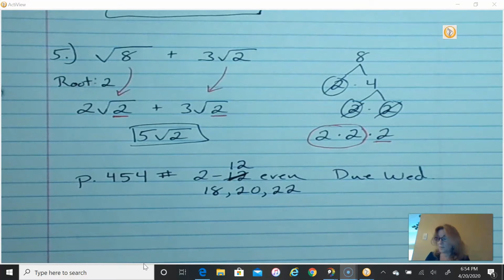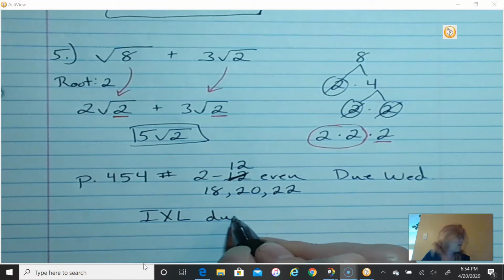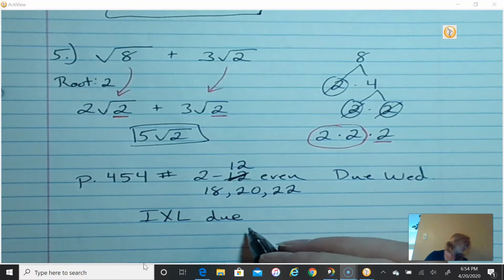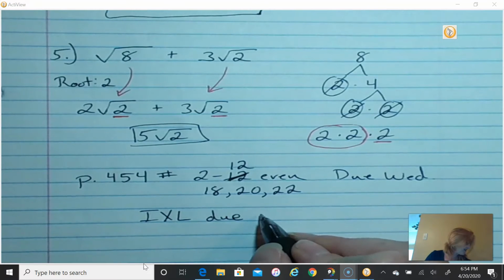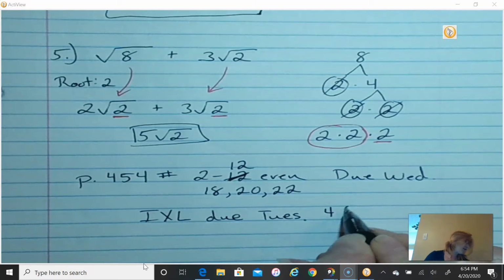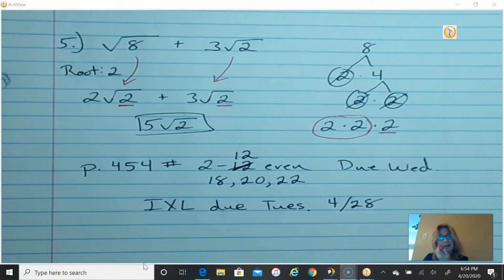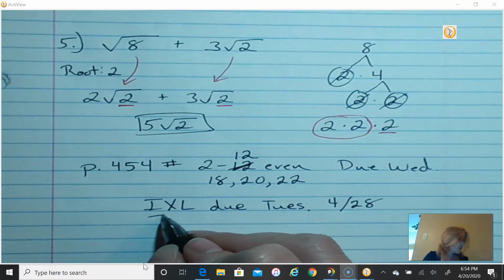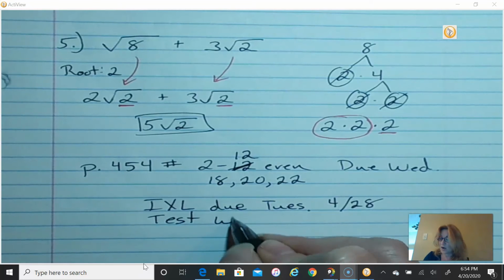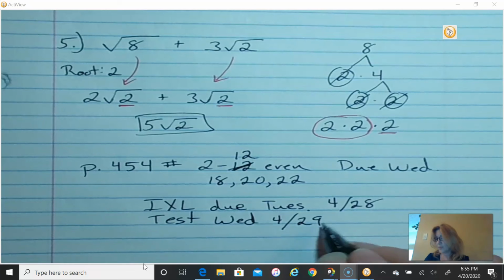And I will be doing some IXL for y'all. It's going to be due Tuesday, April 28th. You got a whole week to do it, and I don't think I've got that many for y'all, so that's not bad. You're going to have a test next week on Wednesday, April 29th. Look at my board.